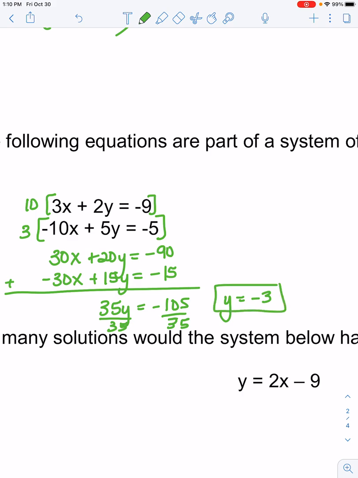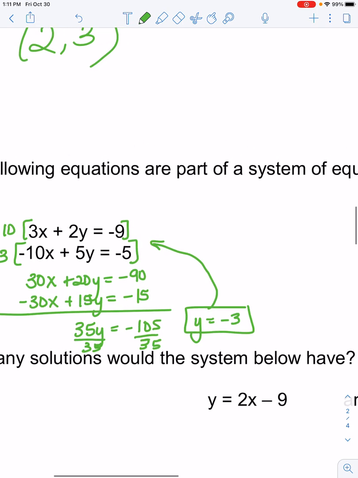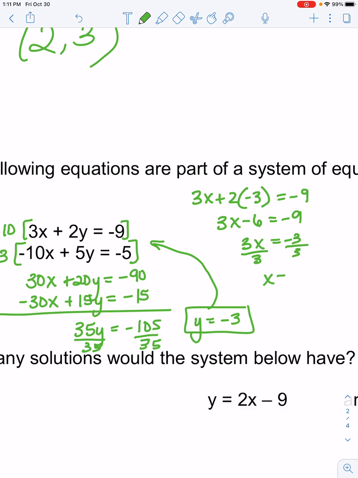Okay, so then I need to plug it back in. I'm going to plug it back into one of my original equations because those numbers are smaller. So just the top one, 3x plus 2 times y, which I now know. Add the 6 over, divide by 3.